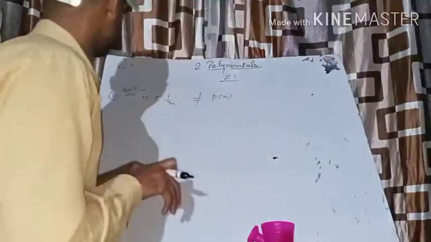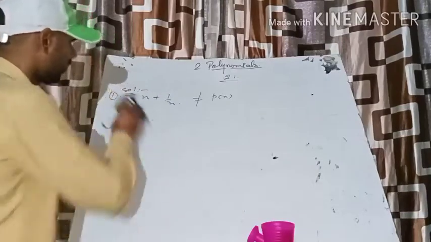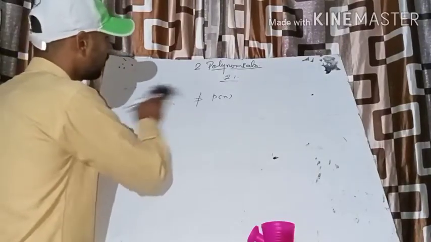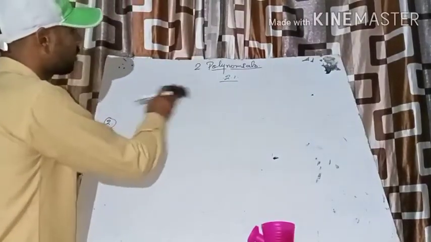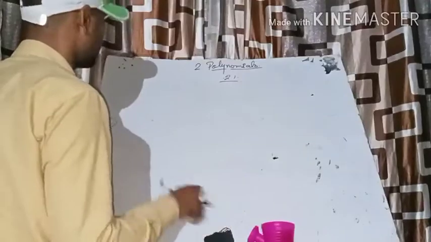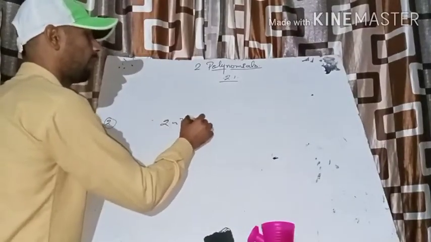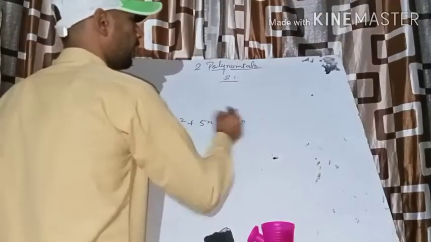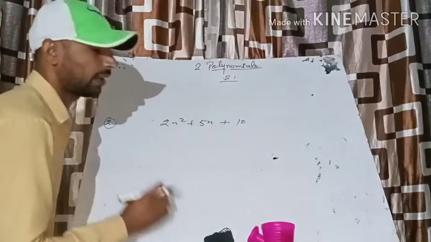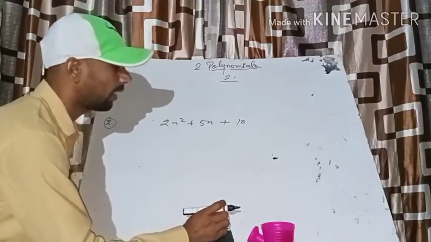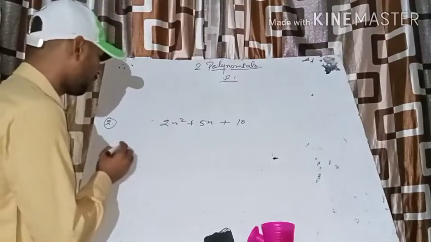Now next, write down the coefficient. In the next question there will be an equation, and with the help of that equation you have to write down the coefficient of that particular term. Suppose that we have 2x square plus 5x plus 10. Now the question is asking, write down the coefficient of x square. So what is the coefficient of x square?